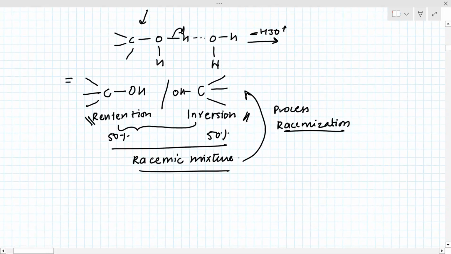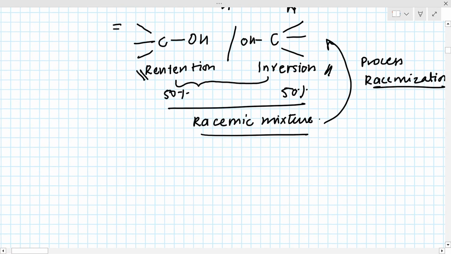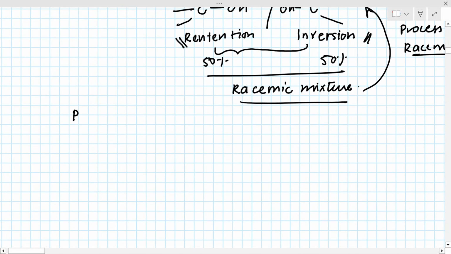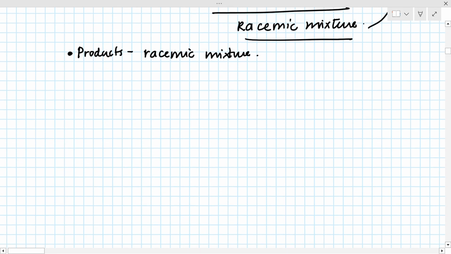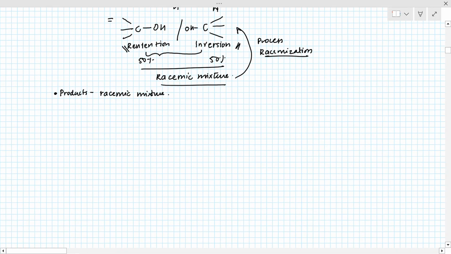So in the SN1 reaction, one thing you have to keep in mind is that the products give a racemic mixture, and a carbocation is formed. So now we will see the conditions required for the same.